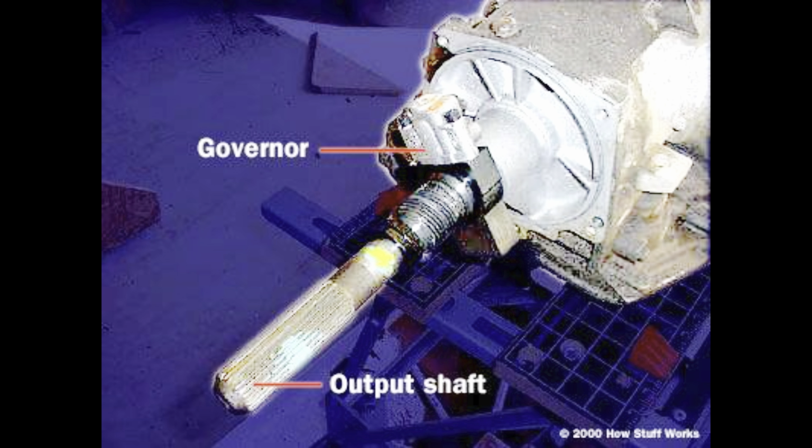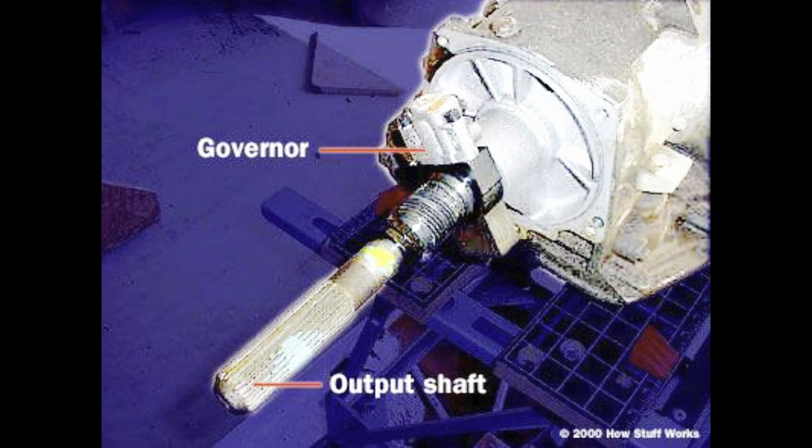The governor is connected to the output shaft and regulates hydraulic pressure based on vehicle speed. It accomplishes this using centrifugal force to spin a pair of hinged weights against pullback springs. As the weights pull further out against the springs, more oil pressure is allowed past the governor to act on the shift valves that are in the valve body, which then signal the appropriate shifts.